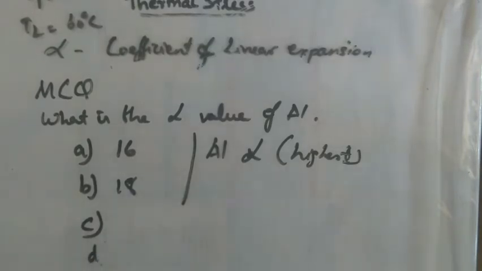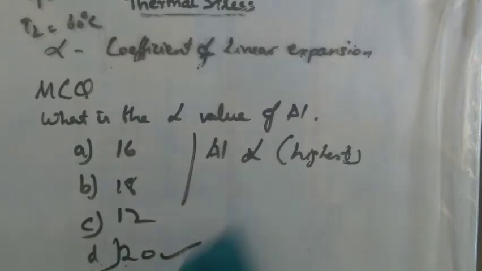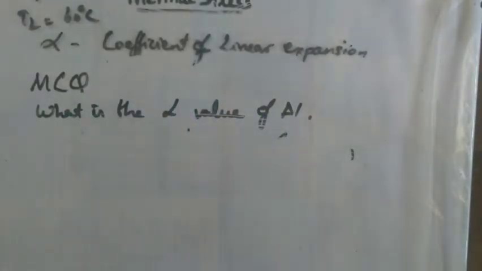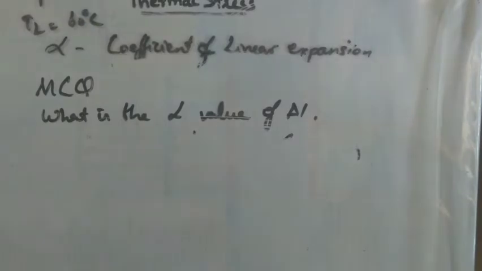If this is given as 12 and another option gives me 20, what will you be choosing? You have to choose 20, as aluminum has the highest alpha value. So choose the greatest number, but in the range between 20 and 25. Okay.